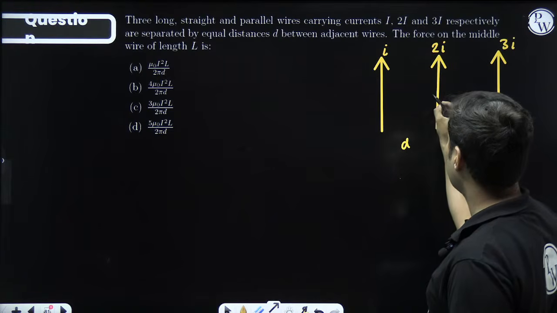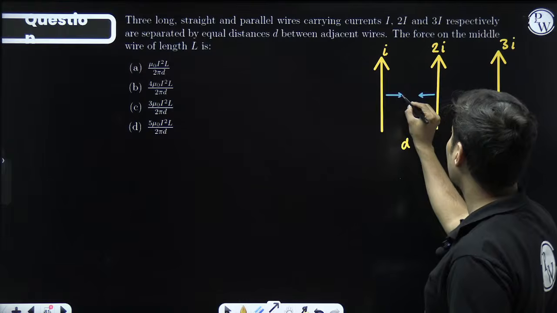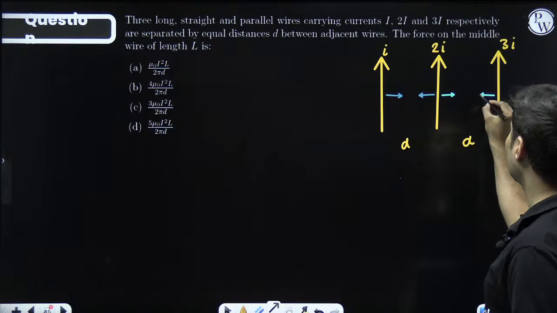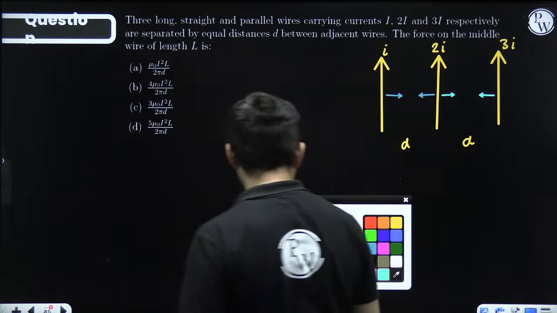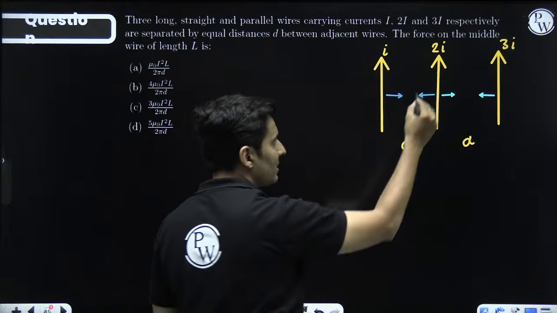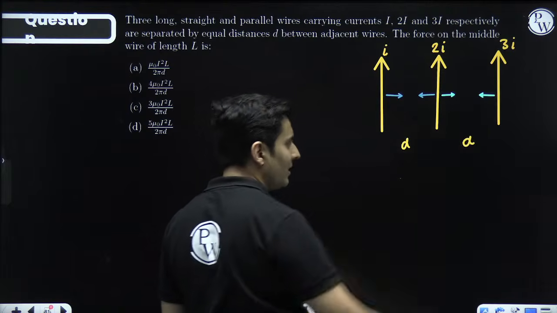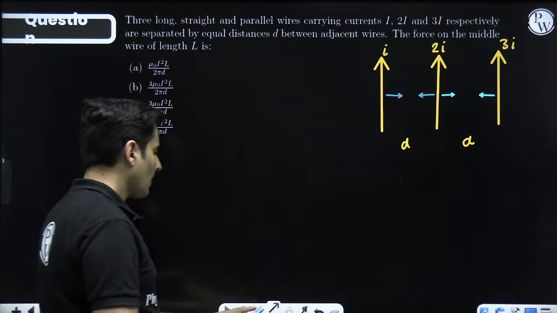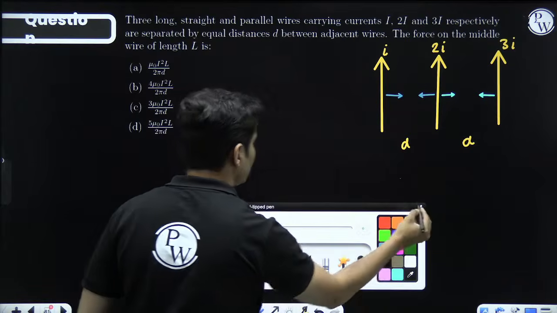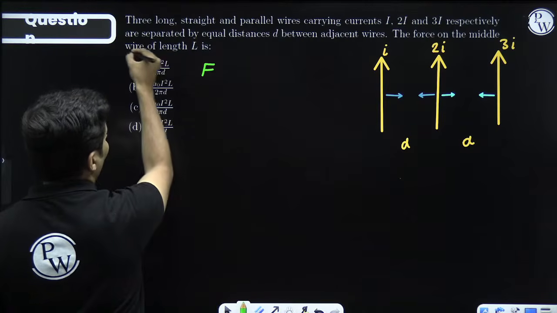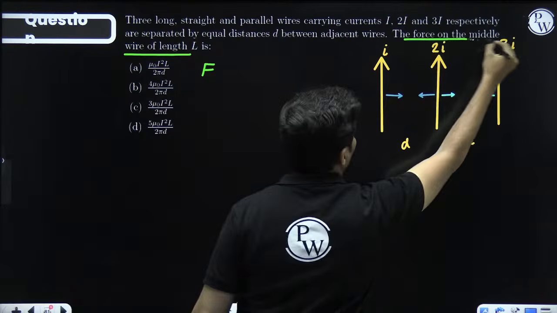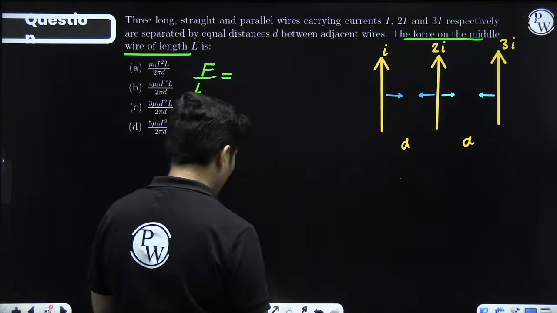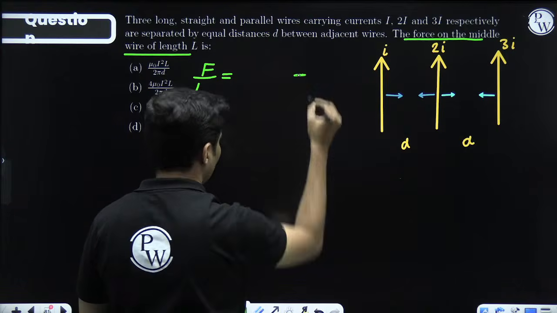So the force on the middle wire: I and 2I will attract. 2I and 3I will also attract, no? But the question is, what is the force on the middle wire? Notice 2I is getting pulled here also and here also. The net force will be the subtraction of these two forces. Great. So I can immediately say the force on that middle wire per unit length is nothing but this force minus this force.